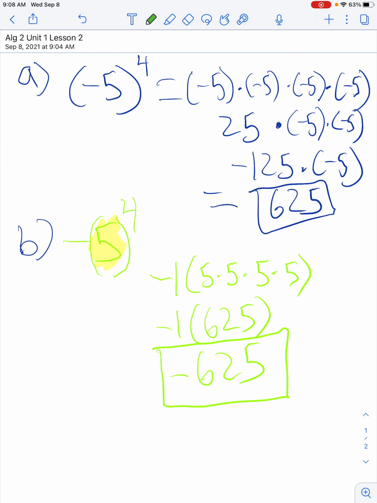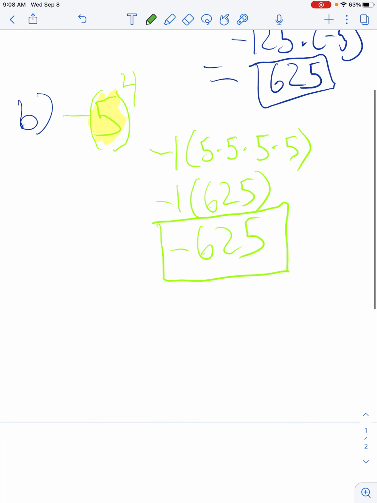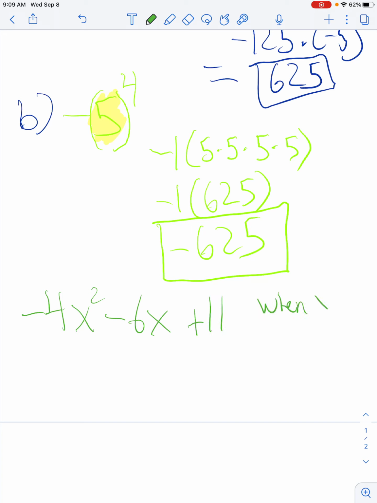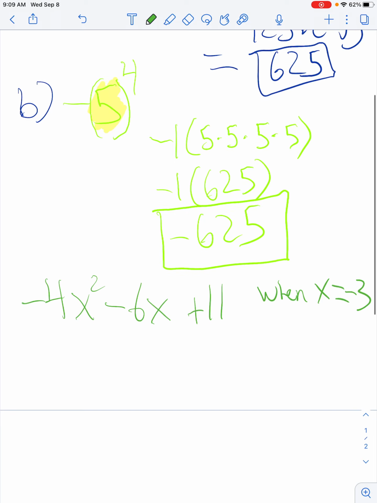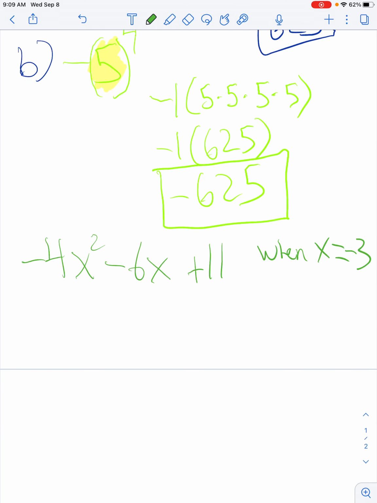Okay, so let's see here. You may have to evaluate an algebraic expression that uses exponents. Not a problem. Let's look: -4x squared subtract 6x plus 11 when x equals -3. Notice that x equals -3.